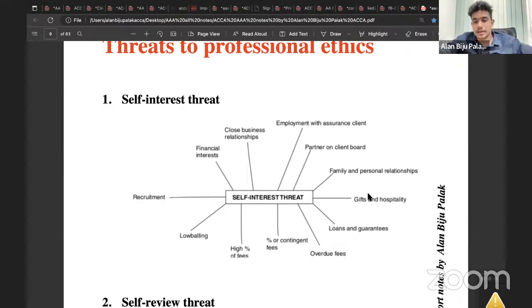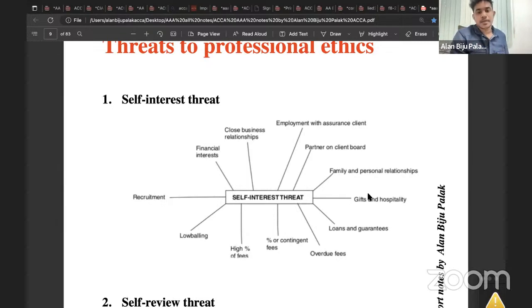Then, in case of overdue fees, what do you need to do as a safeguard? We should request the client to pay the amount first. And what do you need to do as an action if the client hasn't paid the amount? You should immediately stop continuing with the engagement. So simple. If there are any outstanding fees, you should never continue with the engagement until the outstanding fees are settled.